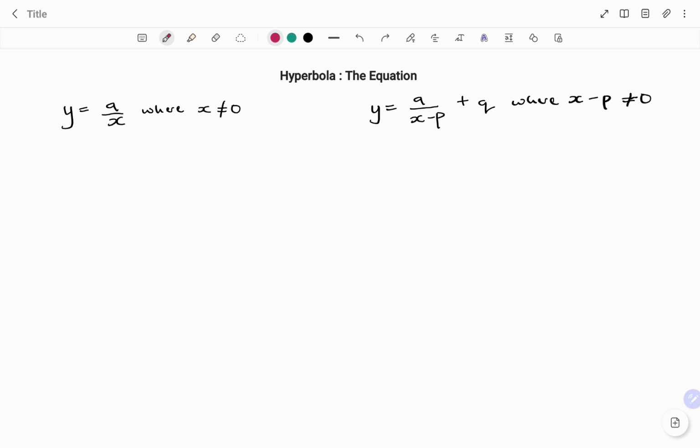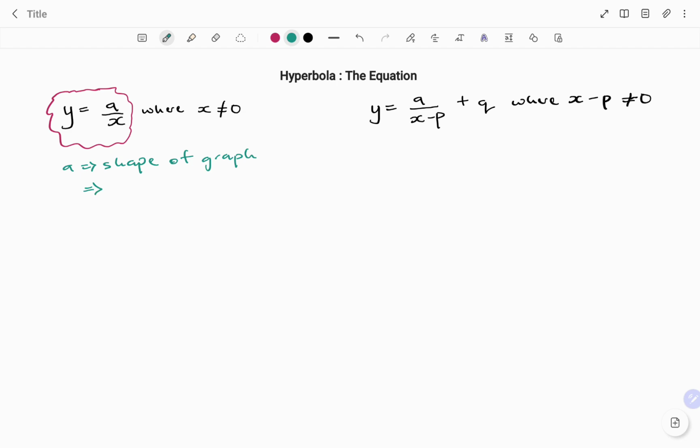Starting with the equation of the hyperbola, the standard equation of the hyperbola is y is equal to a over x. That's the basic equation when the graph hasn't been shifted left, right, up or down. The value of your a will determine the shape of the graph, and also the value of your a will determine the vertical stretch.